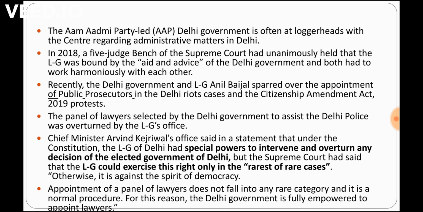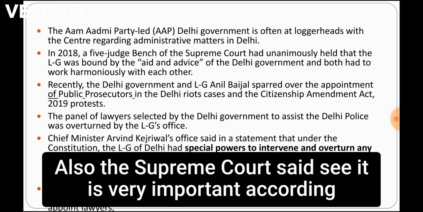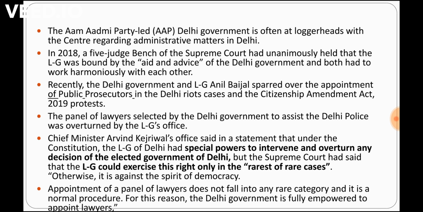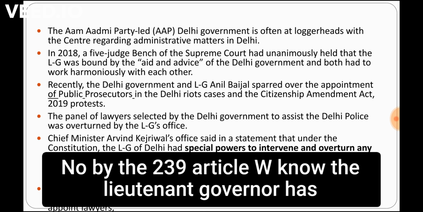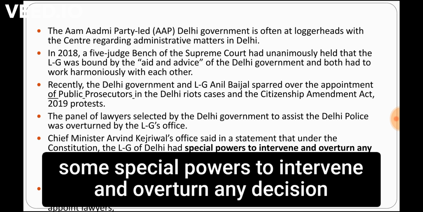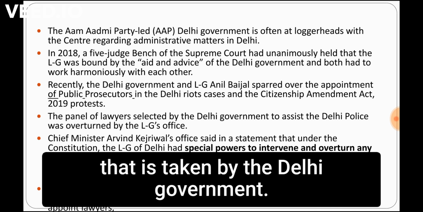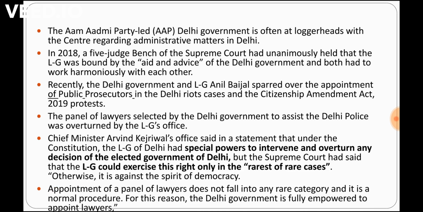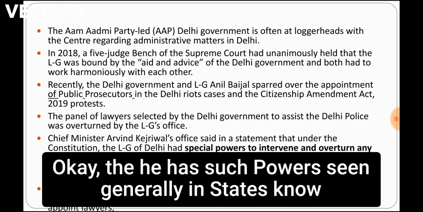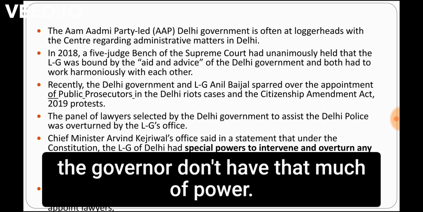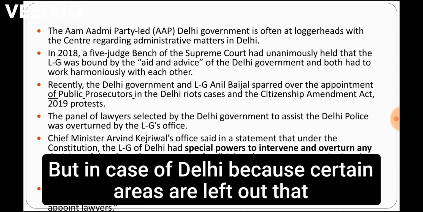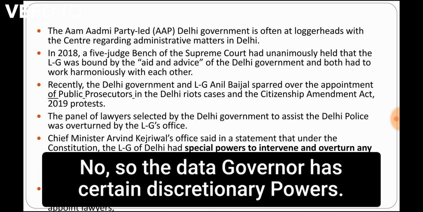Also, the Supreme Court said, and it is very important, that according to the Constitution, by Article 239AA, the Lieutenant Governor has some special powers to intervene and overturn any decision taken by the Delhi government, that is the elected government of Delhi. He has such powers. Generally in states the governor doesn't have that much power, but in the case of Delhi, because certain areas are left out, that is public order, police and land, the Lieutenant Governor has certain discretionary powers.